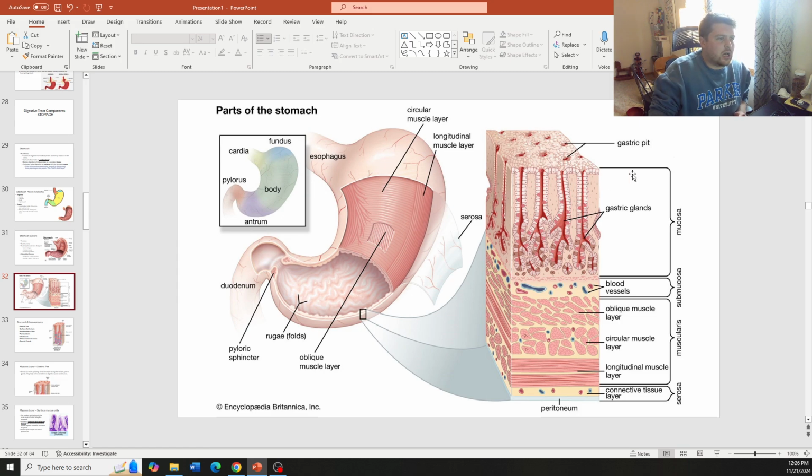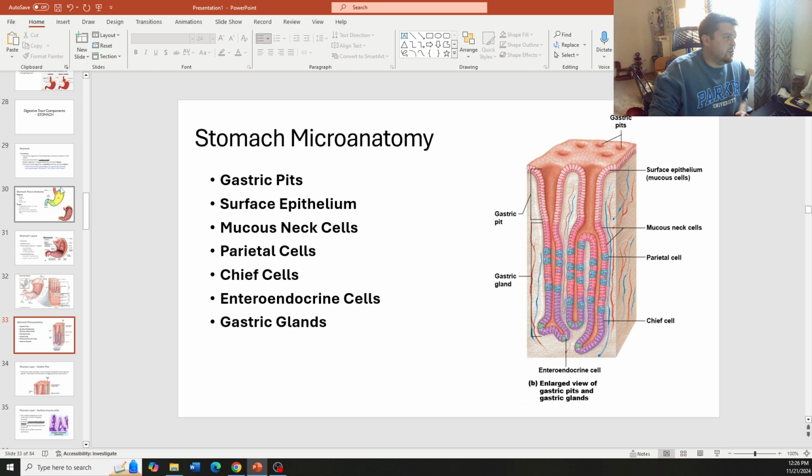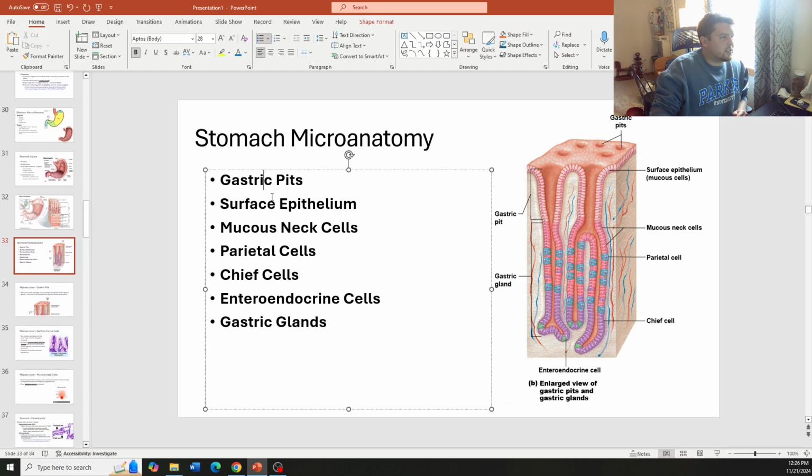We're going to jump in and talk about the mucosa. Here's all the stuff that we're going to talk about: gastric pits, surface epithelium cells, mucous neck cells, parietal cells, chief cells, enteroendocrine cells, as well as gastric glands.